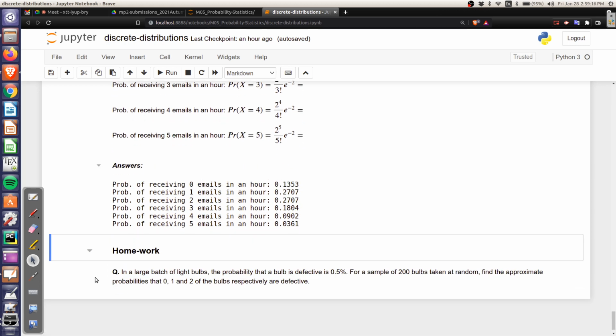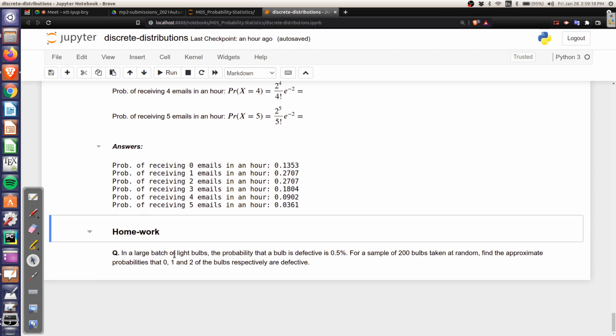So I'll leave this to you as homework. Okay, so in a large batch of light bulbs, the probability that a bulb is defective is 0.5%. For a sample of 200 bulbs taken at random, find the approximate probabilities that 0, 1 or 2 bulbs are respectively defective. Okay, so please do this.